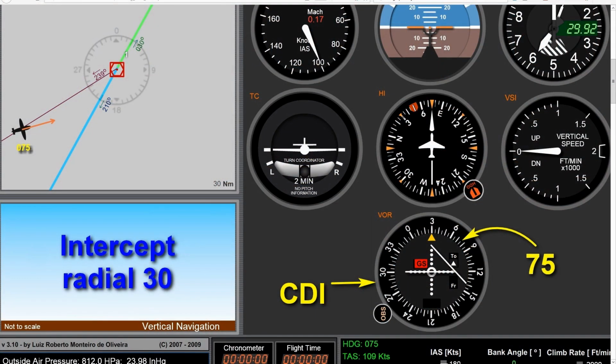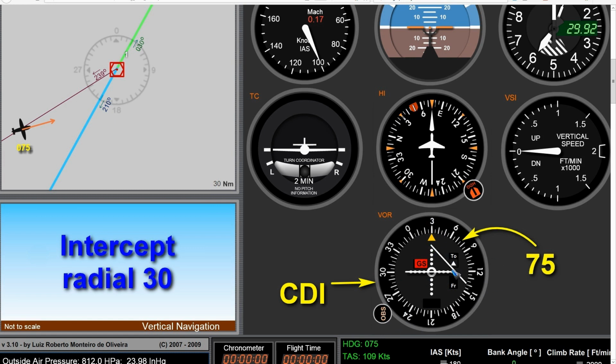How did it work with a CDI, a course deviation indicator? We want to intercept the 30 radial of a VOR as an example. Then on this CDI we turn the OBS knob until 30 is here at the top of the arrow. And this whole scale rotates if I turn this knob.